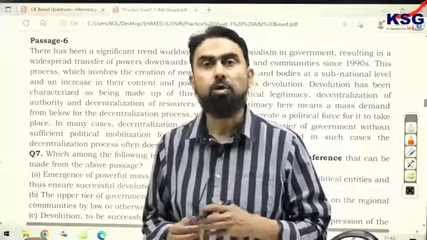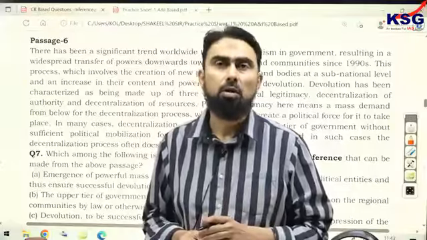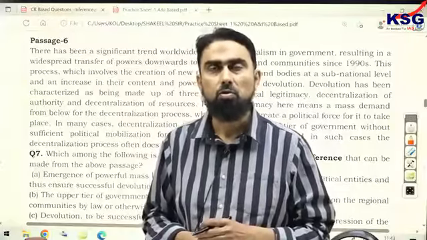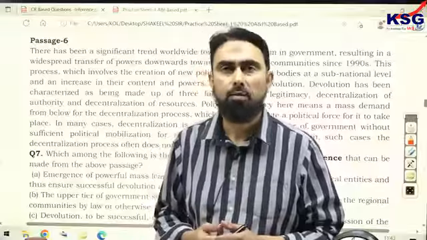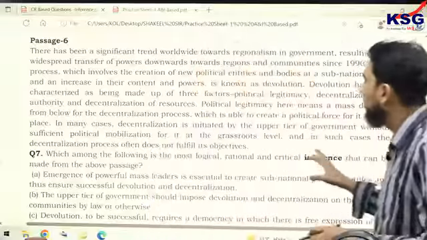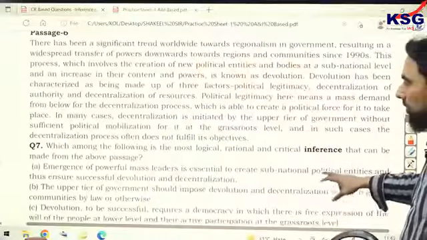And there could be other inferences that are better. So relative merit should be applied. Okay, so this passage talks about devolution, right?